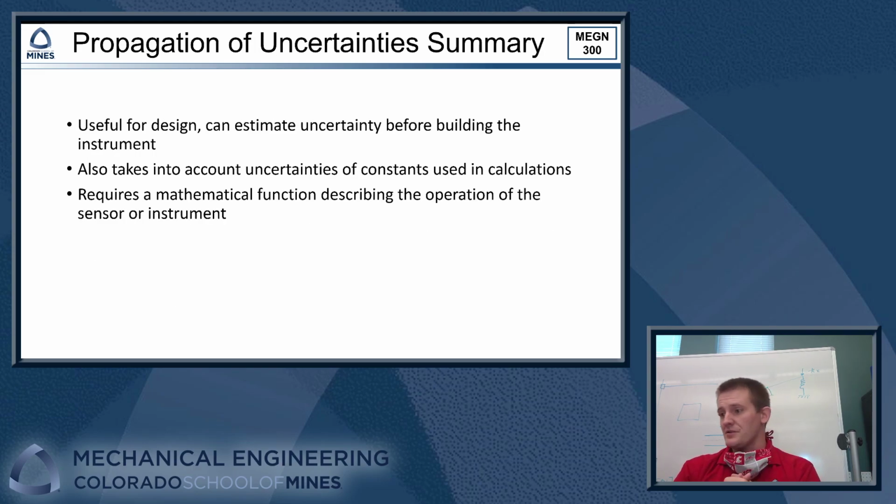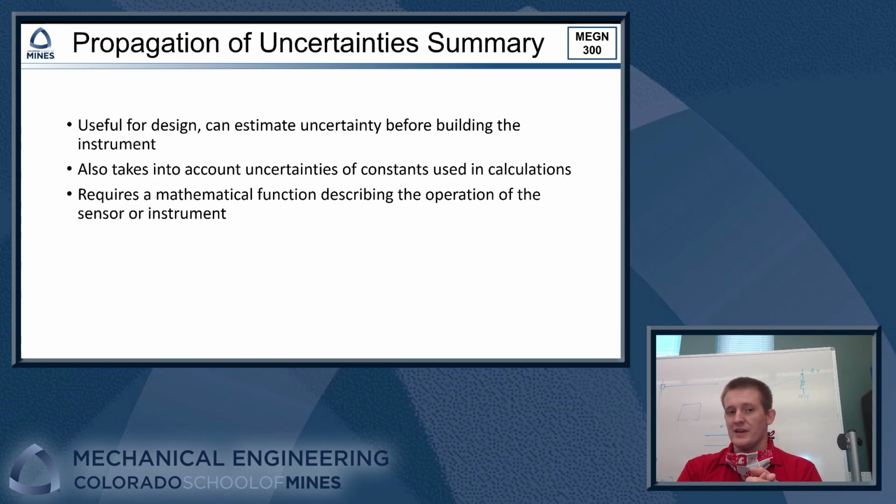All right, so here's the summary on propagation of uncertainties. This is handy for design work because you can estimate the uncertainty before building an instrument. If you derive what the theoretical calibration curve of your instrument is supposed to be, you can apply this formula to that equation, and you can estimate what the uncertainty of your instrument is going to be if you know the uncertainties of the different components that go into that measurement ahead of time. So it can be useful for design work.